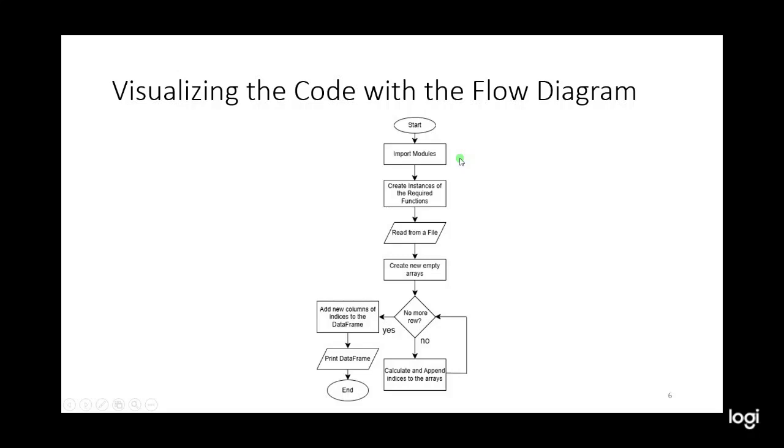First, the necessary modules are imported. Then instances of required functions are created. In our case, winner index, Zagreb index 1 and Zagreb index 2. Then data is read from a file. In our case, we read the file from bp.csv.